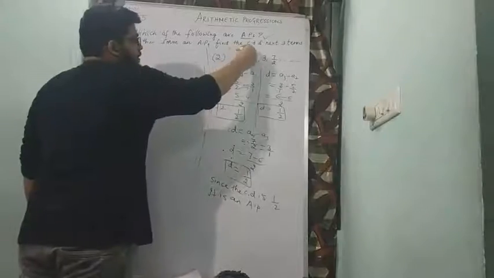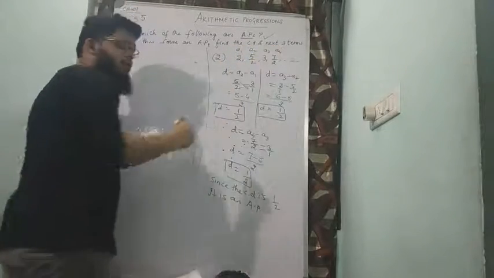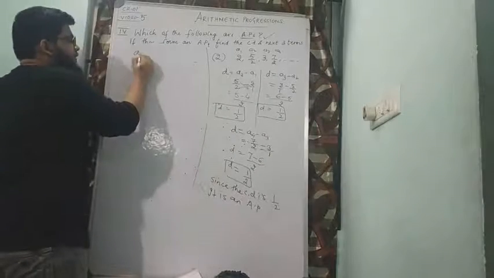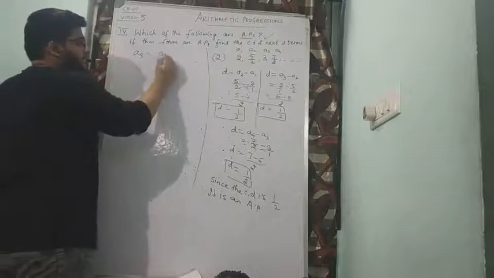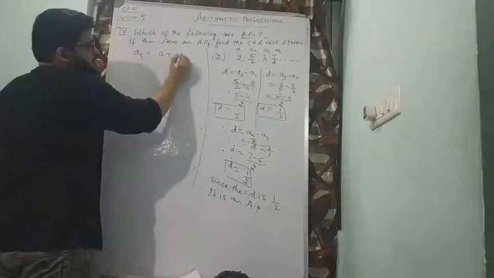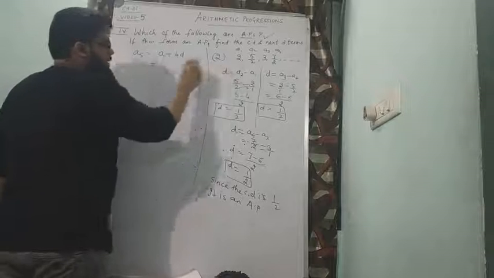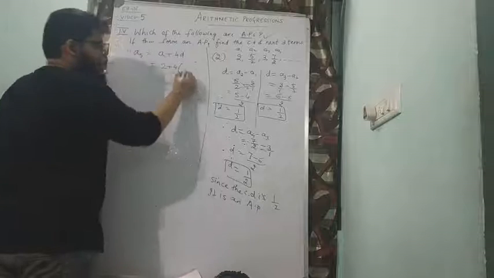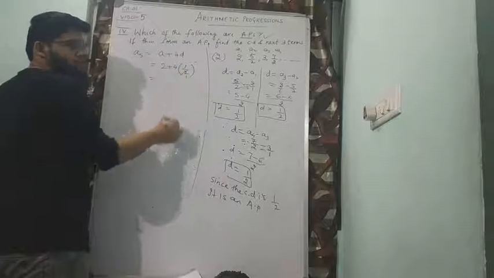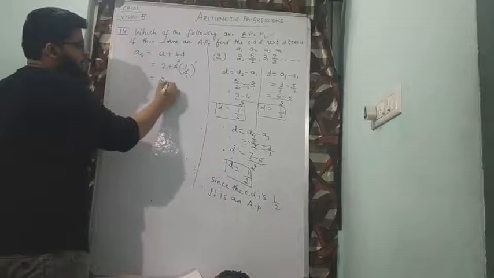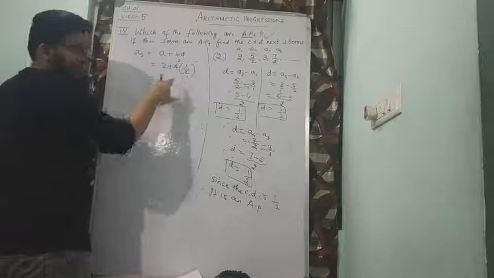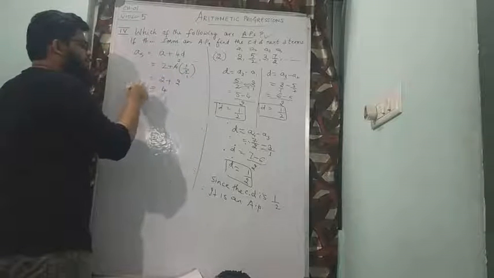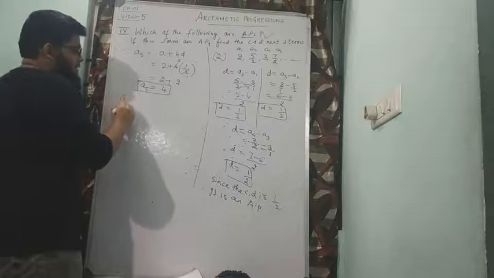So A1, A2, A3, A4. What will be the next three terms? A5, A6, A7. Let me go with A5. A5 is very simple. Again use the general form, A plus 4D. What is the value of A? A is first term, right, which is 2 plus 4 into D. D is 1 by 2 every time. 2 ones are 2, 2 2s are 4, 2 plus. Now 2 and 1 is remaining with a bracket, which means it is multiplication. 2 ones are 2 and 2 plus 2 is 4. A5 is 4.